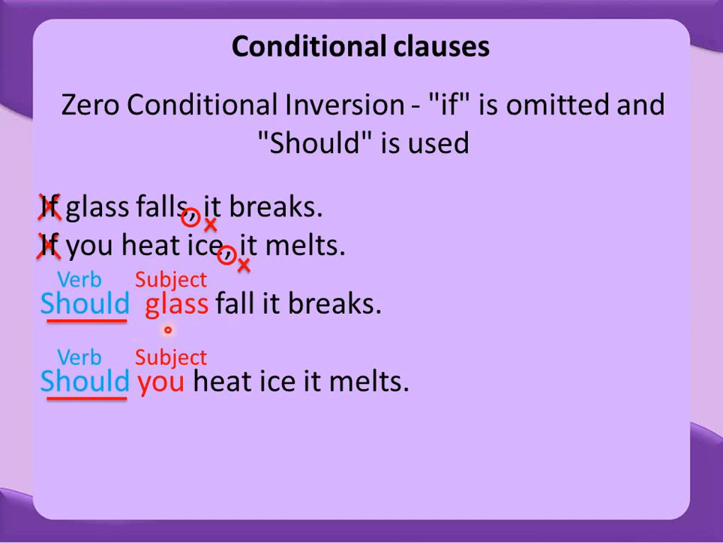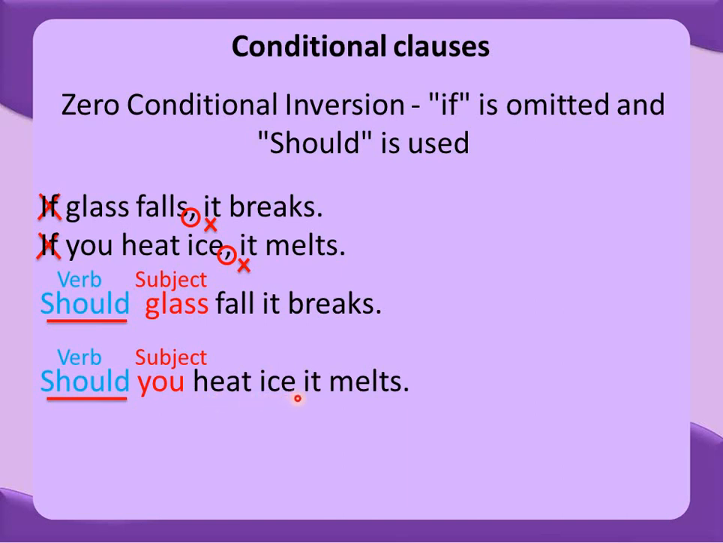So we use should. Glass fall, it breaks, without a comma in between. Now let us see the next example. If you heat ice, it melts. Remove if and add should at the beginning, and it is followed by the subject you, then heat. Should you heat ice, it melts.